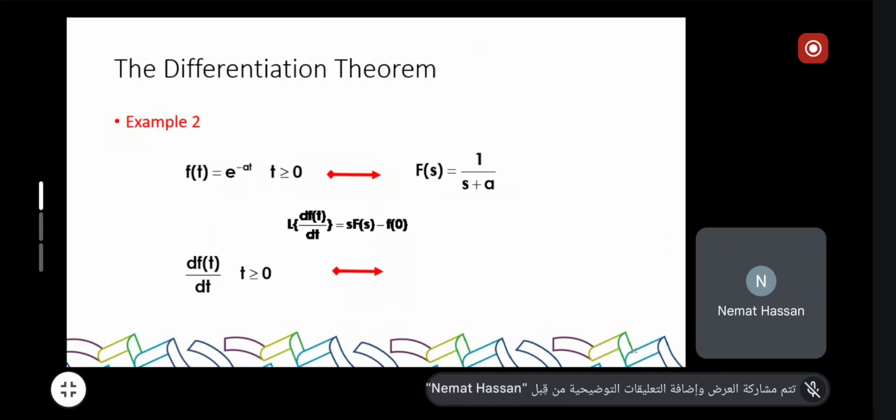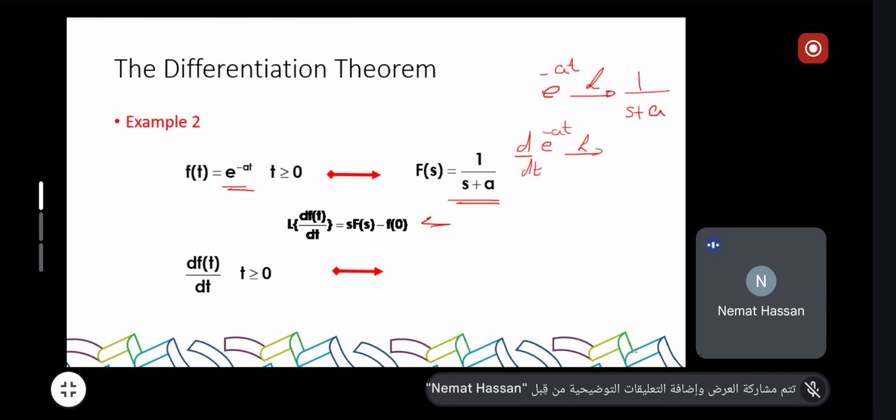For example, let's say my function is an exponential e power minus at. From the tables, I know that this is the transform of the decaying exponential. So the question is, if you started with this pair, e power minus at, which has the Laplace transform of 1 over s plus a, can we find the Laplace transform of d over dt of e power minus at, which is the derivative of my function?